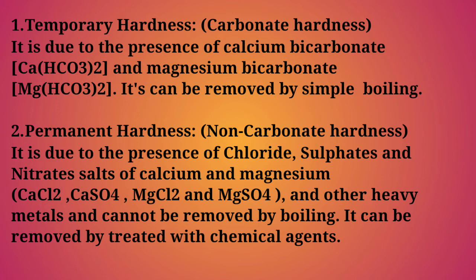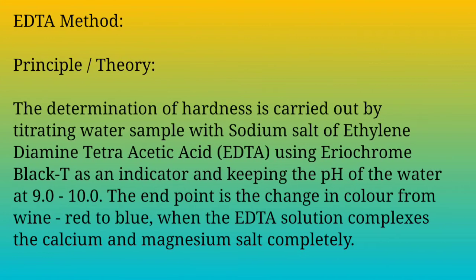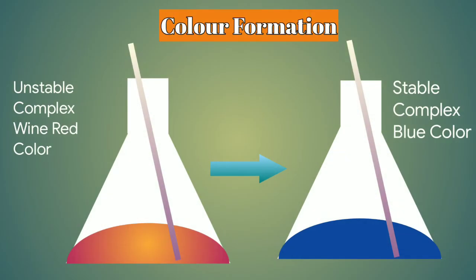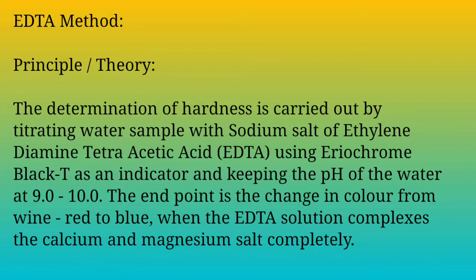Now we start the principle of the EDTA method, or complexometric titration. Students, the hardness of water is determined by titrating the water sample with the sodium salt of EDTA, using Eriochrome Black T as an internal indicator and keeping the pH of the water at 9 to 10. The endpoint is the change in color from wine red to blue, when the EDTA solution complexes the calcium and magnesium salts completely.